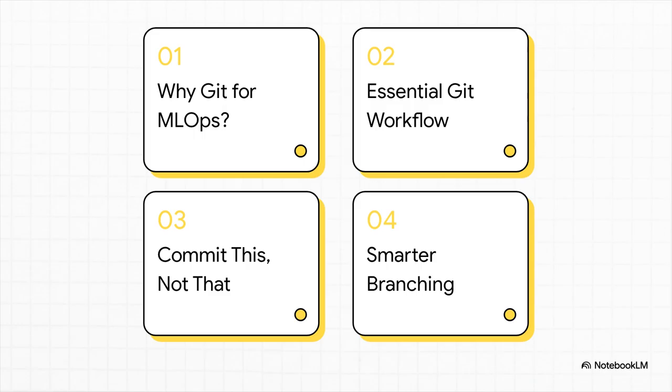So here's our game plan. We'll start with the why. Why Git is really the engine behind MLOps. Then, we'll get practical and walk through the essential commands you'll use every day. We'll talk about the crucial discipline of what to save and, just as importantly, what not to. And we'll wrap up with a pro strategy for collaboration, branching.